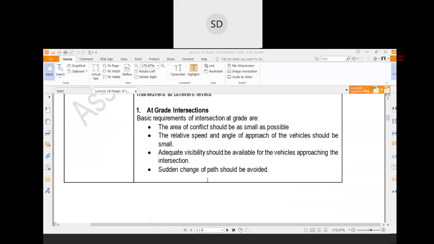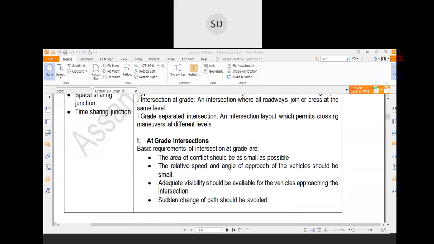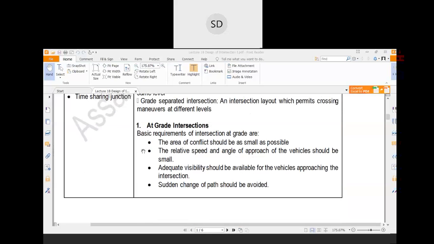Now another type of intersection is grade separated intersections, where different roads meet at different elevations. For example, in the 6 mile area, there is an overbridge. So this portion is a grade separated intersection. So what are the basic requirements of intersection at grade?